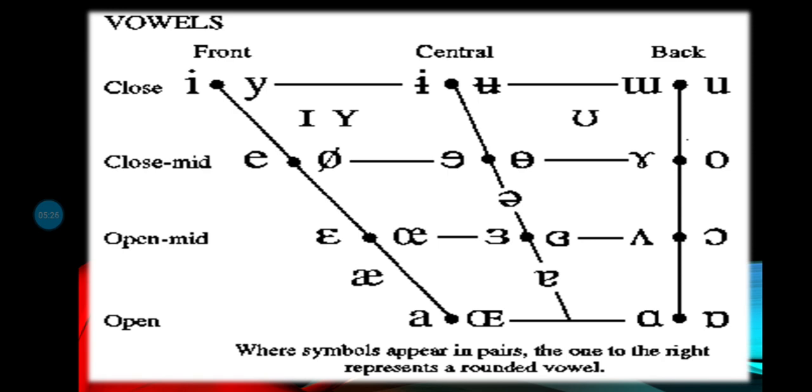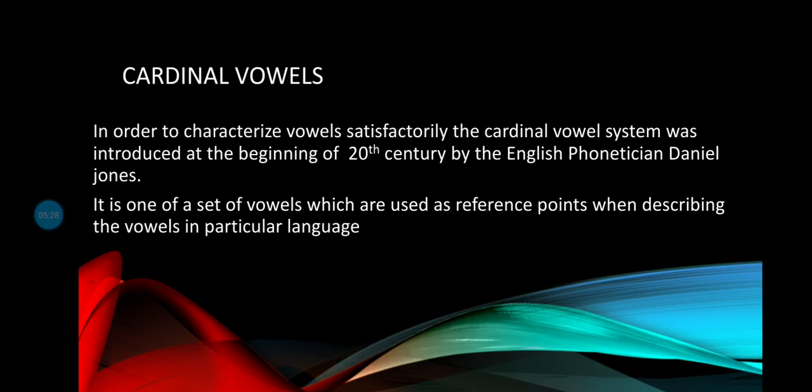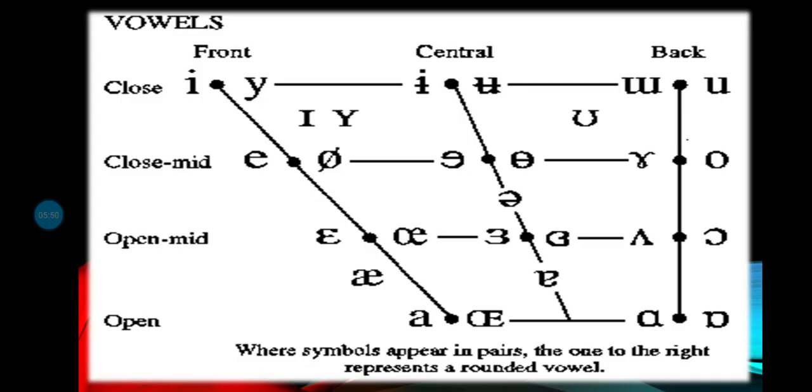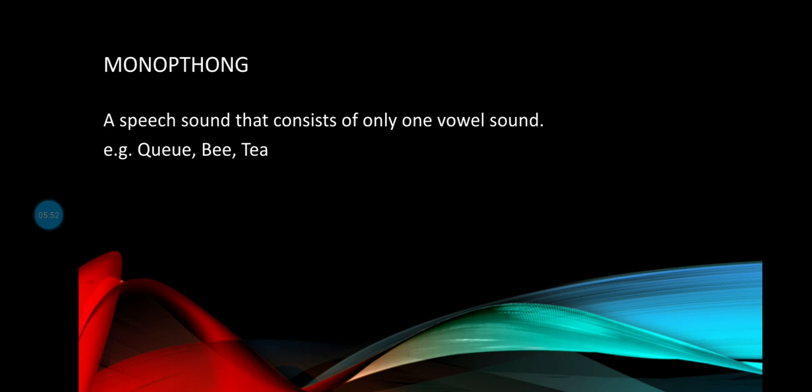Most important about cardinal vowels, let me tell you, the characterization was made by the linguist and phonetician Daniel Jones, who belonged to England. That's why we can say an English phonetician, Daniel Jones. He gave the concept of cardinal vowels. In connection with the cardinal vowels, there are basically three types of vowels which are used to make up a word.